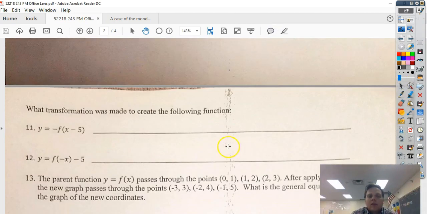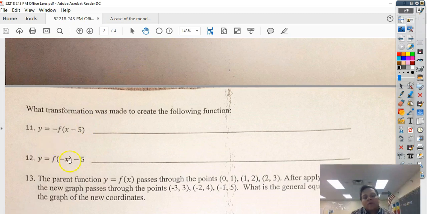What transformation was made to create the following functions? I'm not going to write this out, but I will speak it. Okay, so y equals negative f of x minus 5. Since I have a negative being applied to the whole function, I'm reflecting across the x-axis. That's one transformation. And since this minus 5 is inside the function with x, I am going to the right 5. So the two transformations for number 11 are reflect across the x-axis, right 5.